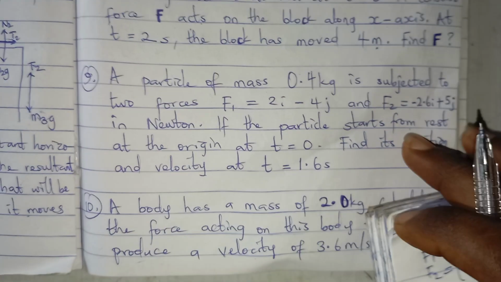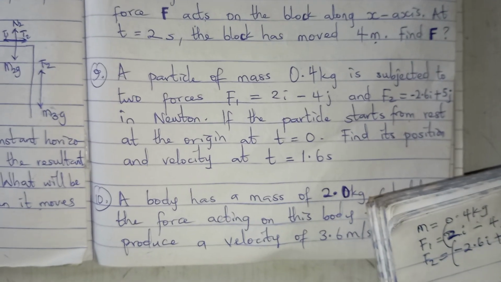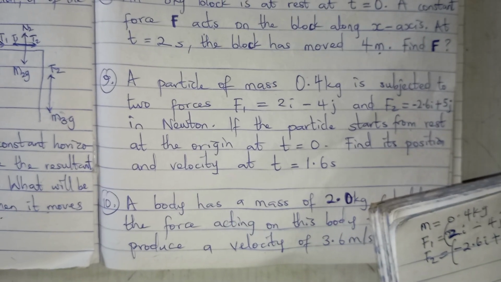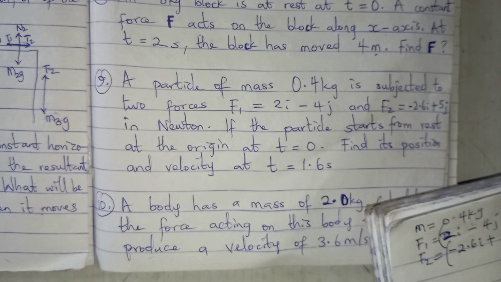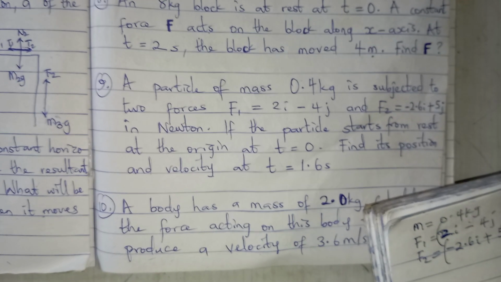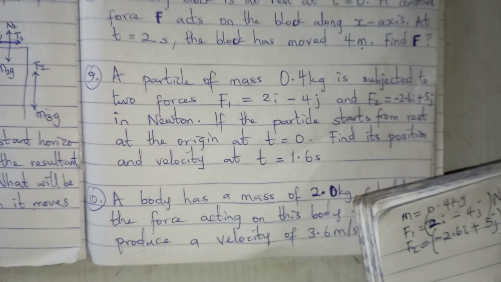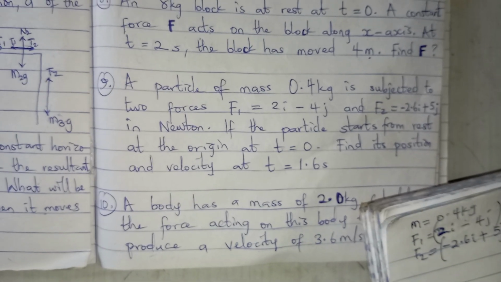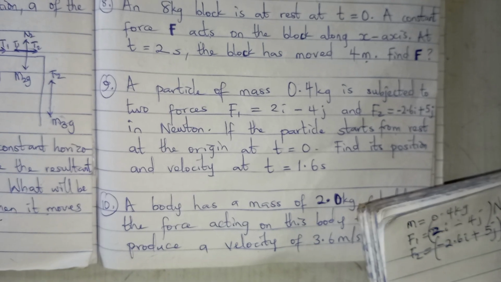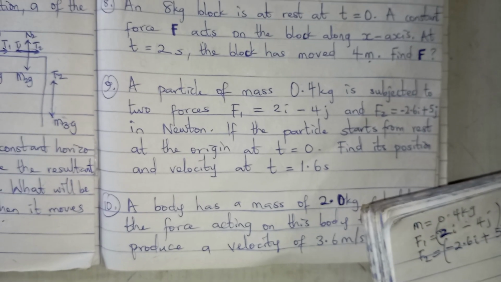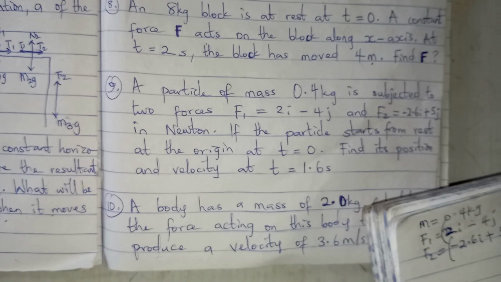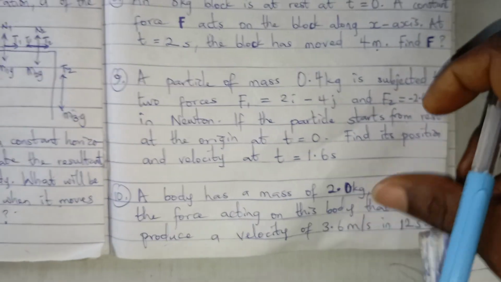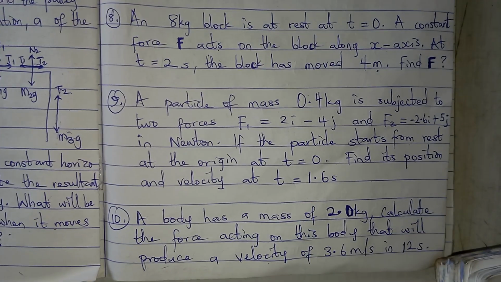They now say if the particle starts from rest, once you hear from rest, u is equal to 0, initial velocity is 0. Whatever time they give you at 0 does not matter, overlook it. Find its position. When you hear position, they are talking about find its displacement, or find its distance, the same thing. And velocity at time 1.6 seconds. All these things are very simple, but when you are in year 1 like this, it will look as if it's hard. Very, very simple.